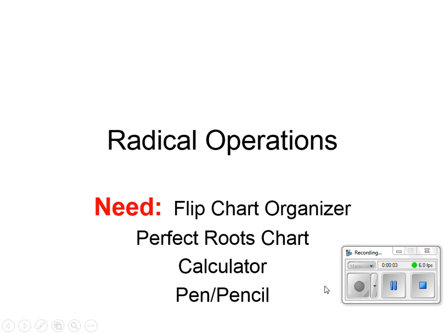Hello, Algebra 2 folks, and welcome to the third and final day of 6.2 Radical Operations. So today we're going to take those radicals and we're going to add them, subtract them, multiply them, and divide them. You'll need your flip chart organizer or your notes if you're not using the flip chart organizer, perfect roots chart, that yellow sheet, a calculator, and a pencil to take some good notes.